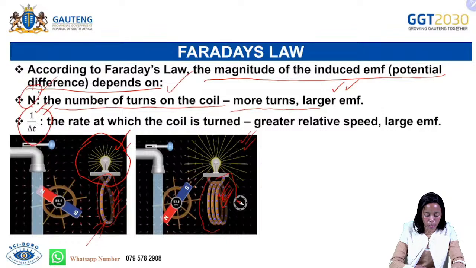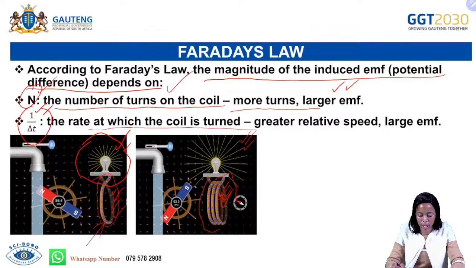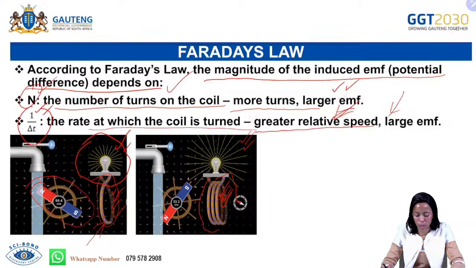For the change in time, it says the rate at which the coil is turned. Either we are turning the coil, or, if you use a PhET simulation, you will see that we are turning the magnet. The rate at which the coil is turned means that we are going to have a greater relative speed. When we have a greater speed, we are going to be producing a larger EMF there.